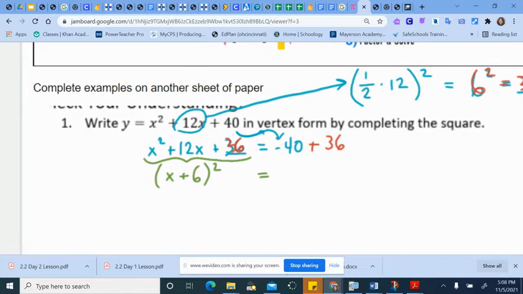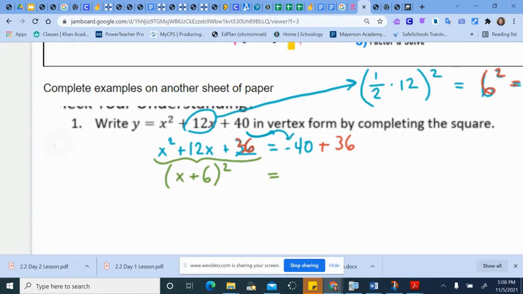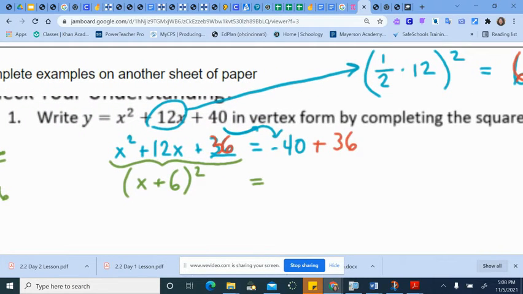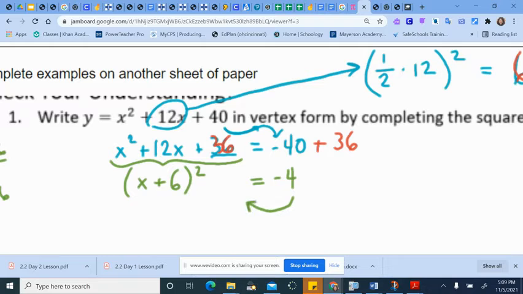So negative 40 plus 36. Oh, and if you're like, I don't know how you know that. Okay, let's look at it real quick. 36. What multiplies to get 36 and adds to get 12, right? 6 and 6. So x plus 6 and x plus 6, or x plus 6 squared. Negative 40 plus 36 is negative 4. Now to get this in the right form, I'm going to move this 4 back over there to get it in vertex form. Okay?